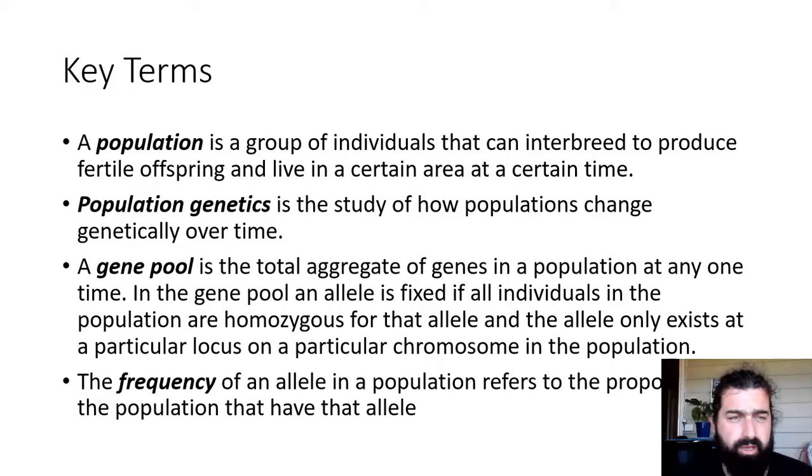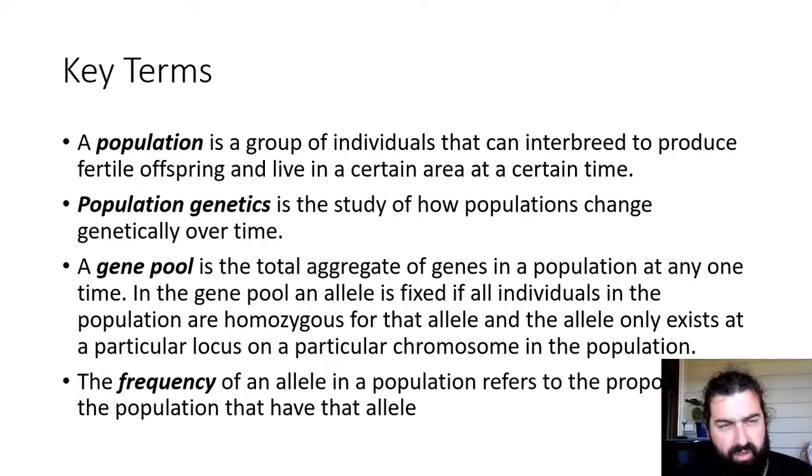On the other hand, if we look at a more familiar example with human beings, we have all of these different cultures and races around the world, but all human beings are capable of interbreeding with each other and producing fertile offspring. And so as a result, we can look at any group of humans as a population.